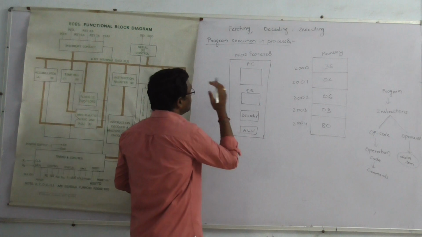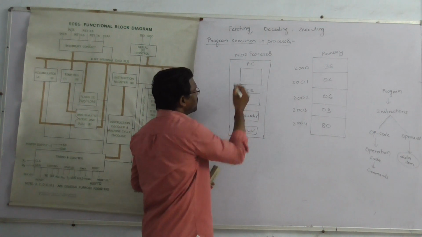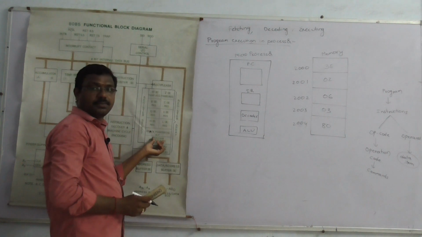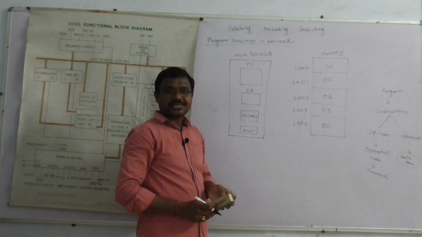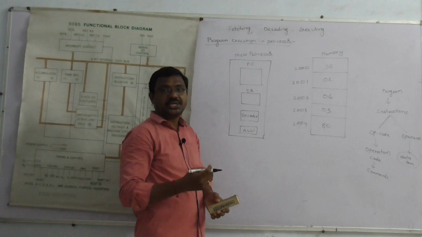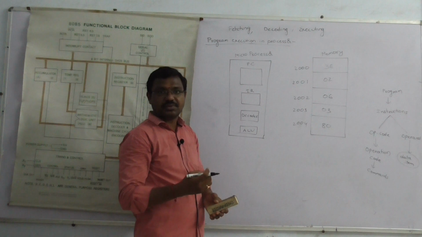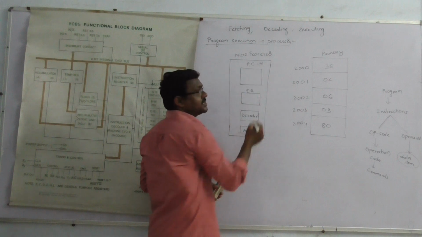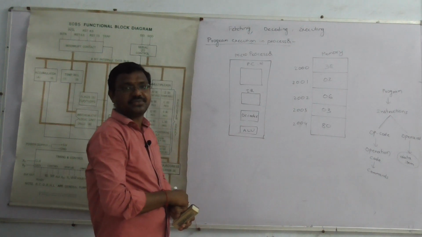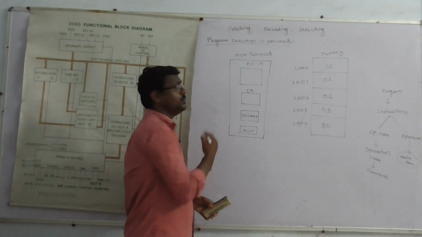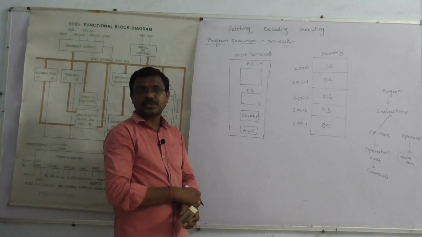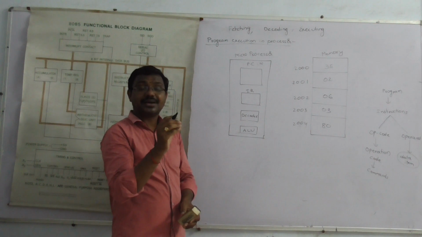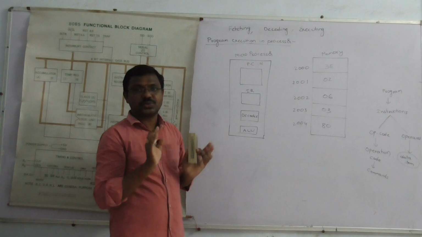In the microprocessor we have the PC. PC means program counter. The program counter is also a register. What is the use of a register? It can store information temporarily. The program counter is a 16-bit register. It can store 16 bits of information temporarily. What is the use of the program counter in the microprocessor? The program counter can store the memory address of the next instruction to be executed.